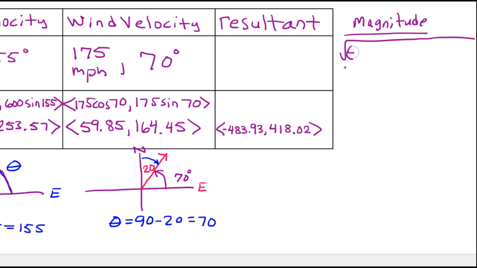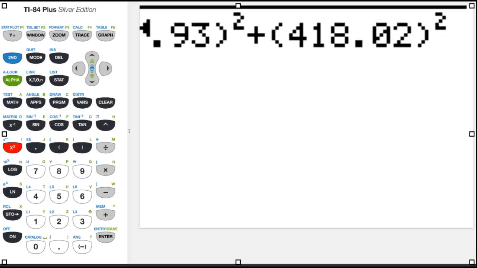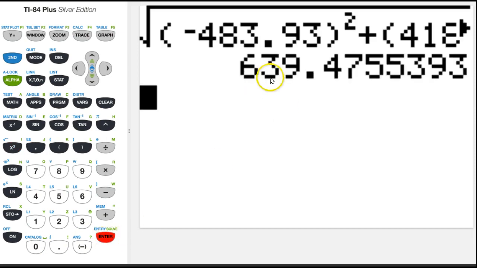Okay, the magnitude formula says I'm going to take these components, negative 483.93, I'm going to square it. Then I'm going to add 418.02, and I'm going to square that. That should give me the magnitude. I'm just going to put this whole thing in my calculator right now. I've typed it in my calculator, boom, 639.48.